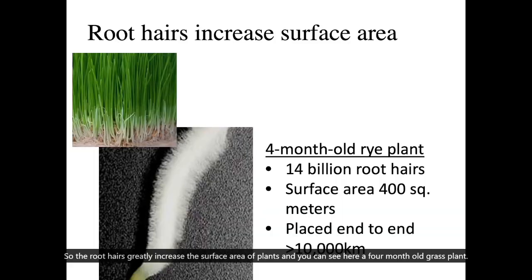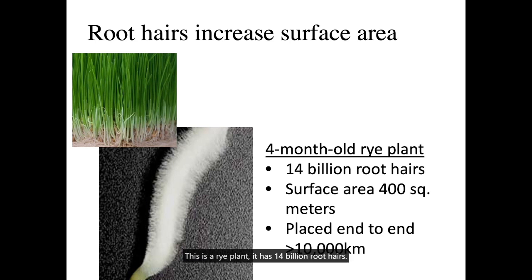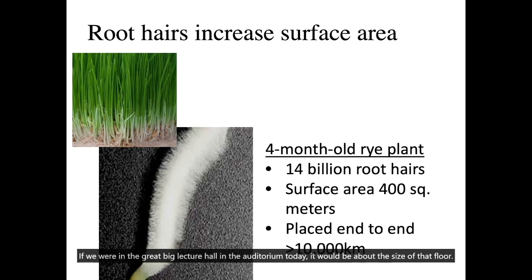So the root hairs greatly increase the surface area of plants. And you can see here a 4-month-old grass plant. This is a rye plant. It has 14 billion root hairs. They provide a surface area of 400 square meters. If we were in the great big lecture hall in the Ondaatje Auditorium today, it would be about the size of that floor. 400 square meters is 20 meters by 20 meters. Placed end to end, they would extend for 10,000 kilometers.